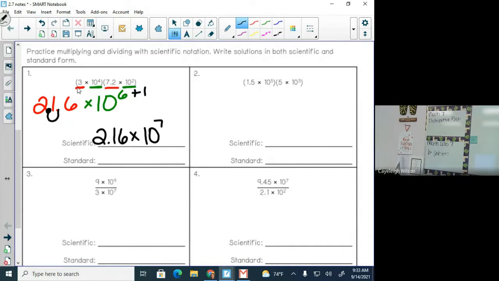And then it wants you to put that into standard form. Okay, so standard form, 7th power, moves the decimal to the right. So 1, 2, 3, 4, 5, 6, 7. And then I'll fill those in with zeros. So that's actually 21,600,000. All right, you all do number 2.